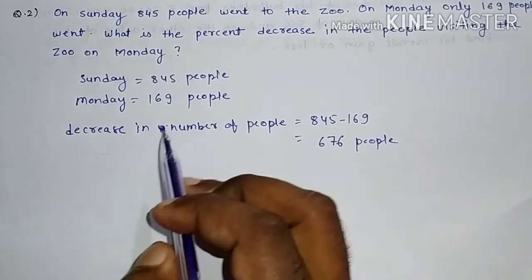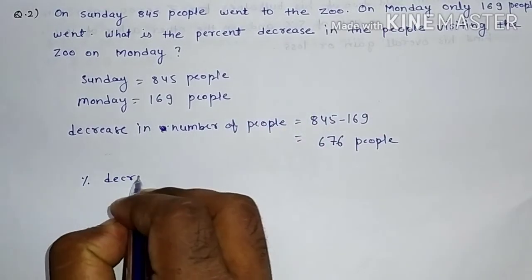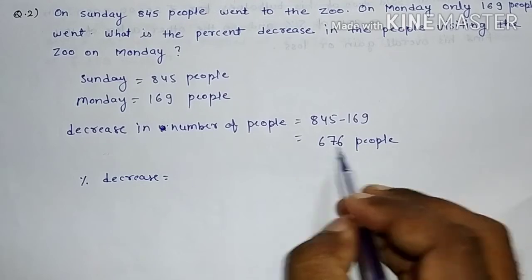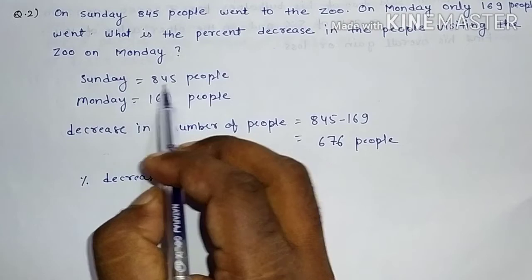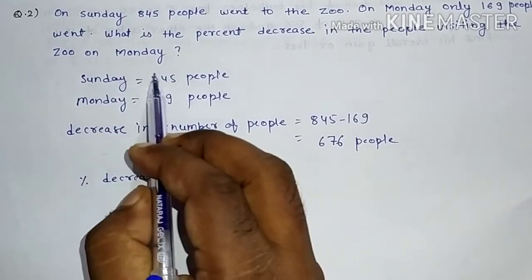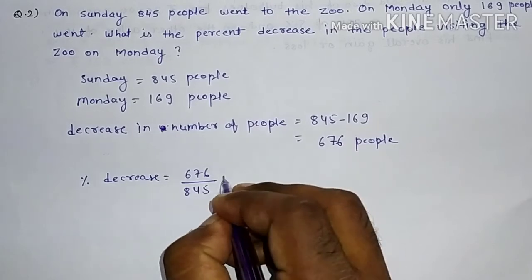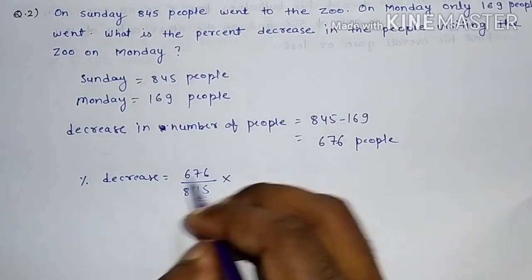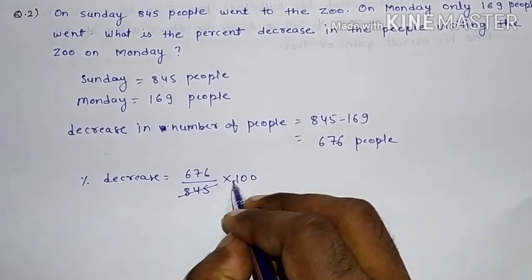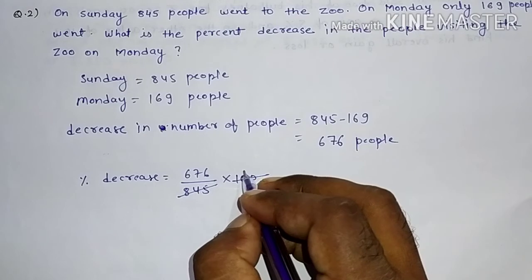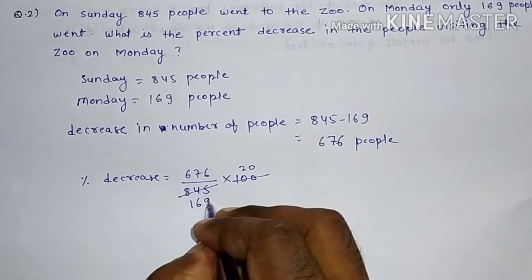Now what do we have to find? We have to find the percent decrease. So percent decrease is equal to the decrease in people, that is 676, divided by the base, which is 845. Initially on Sunday 845 people went to the zoo. So we take the base as 845, multiplied by 100 since we have to find percent, and then solve it. So 845 and 100 will cancel out. Just divide by 5. 5 2 10, 20. 5 1 5, 34. 5 6 30. 5 9 45.